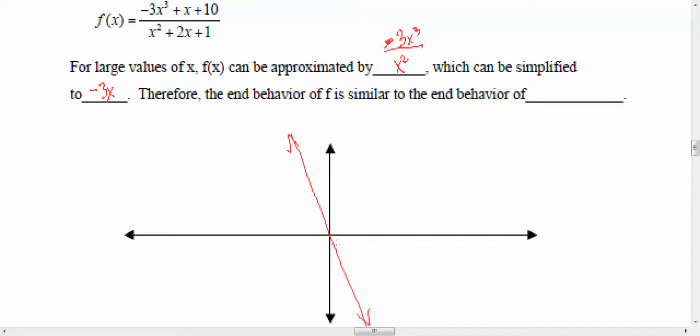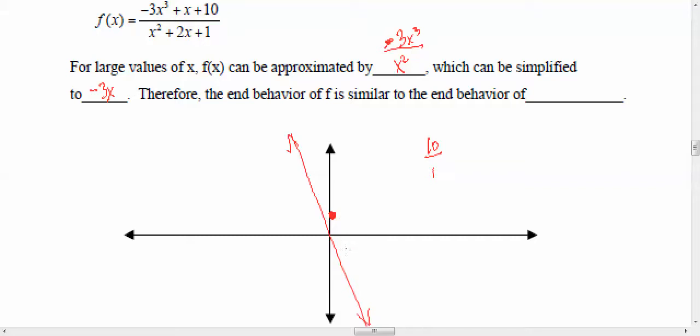Let's try x equals, I don't know, x is equal to, okay, wait, where can I think of this? Oh yeah, x is equal to 0. Let's try that. If I plug in x equals 0, I'm going to have negative 3 times 0, which is 0, plus 0, plus 10, so I got 10, over 1. So I've got 10. So the graph is actually going to be on this side over here.